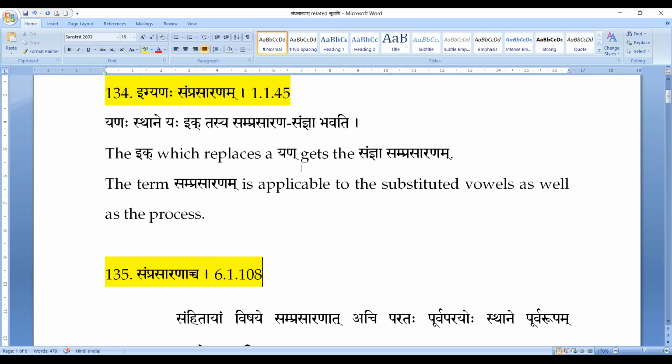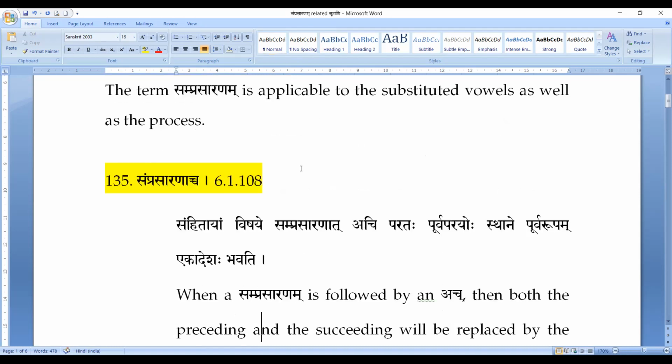Akah savarne dirghah, 6.1.101. So this is a Samhita section. All the Ac sandhis you will see here. So that is there. 6.1.108. Samprasaranat. What vibhakti is Samprasaranat? Panchami.